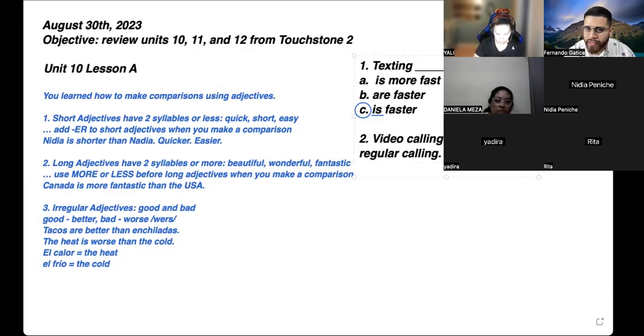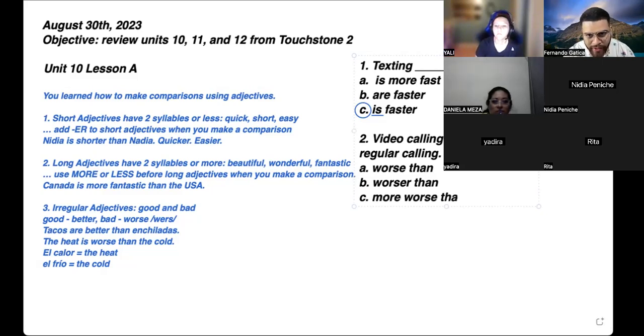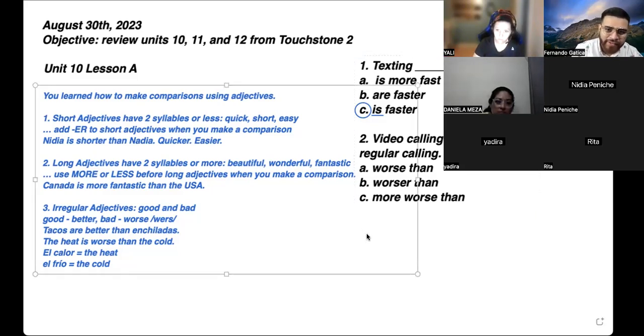Video calling is worse calling. A, worse than. B, worser than. Or C, more worse than. Letter A, worse than. Yeah, everybody agrees. Letter A.